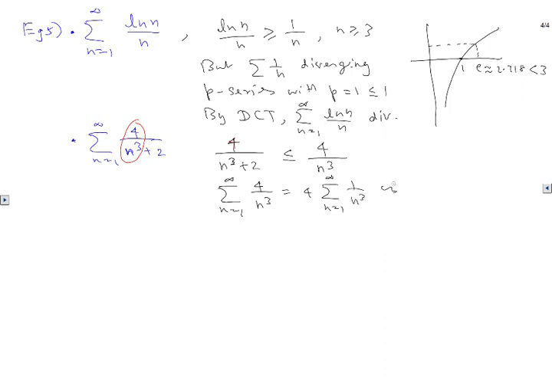So this is a converging p series, p equals 3, which is more than 1, so it converges. So by the direct comparison test, the original series converges. Very good. So let's look at the next example. The next one, let's look at it and see what it looks like.